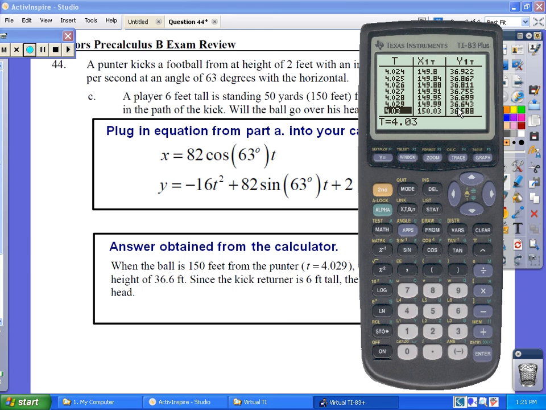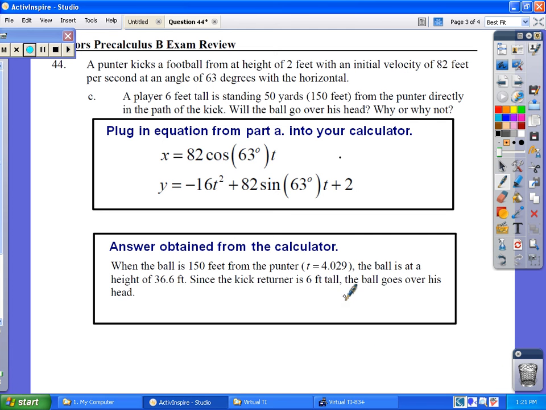the punter, and it's 36 feet in the air, so it definitely goes over his head. So that's what you would write. When the ball is 150 feet from the punter, t equals 4.029, the ball is at a height of 36.6 feet. Since the kick returner is 6 feet tall, the ball goes over his head.